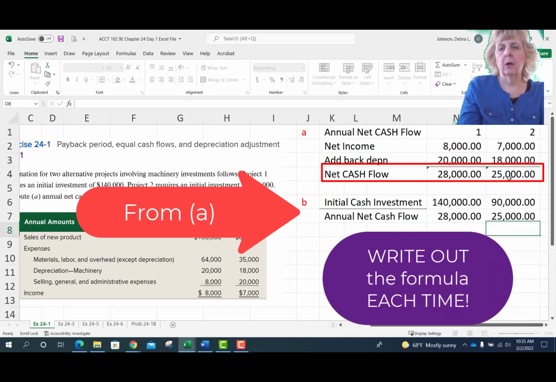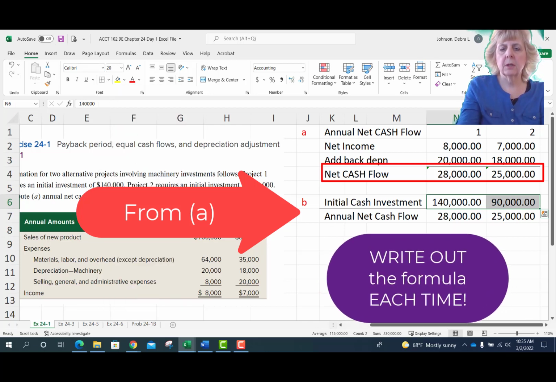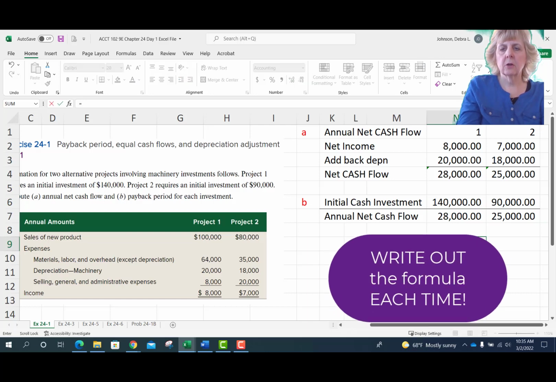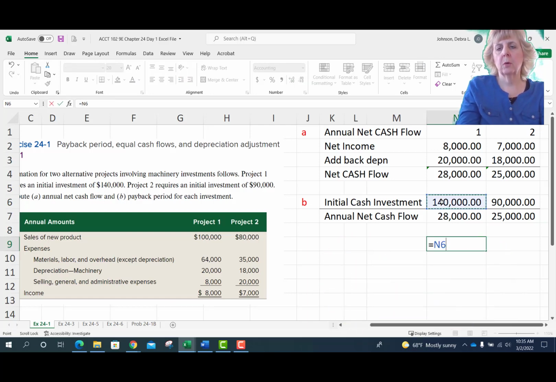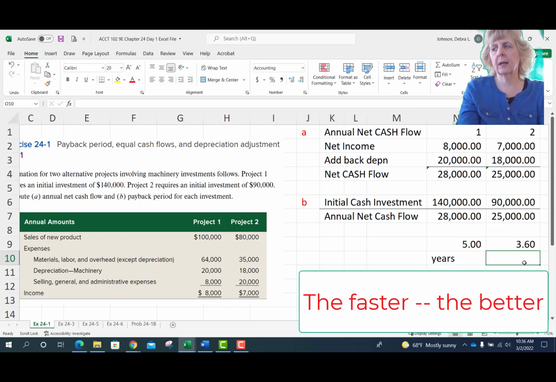And when I get my calculator out, in this case, Excel is going to be my calculator, and I do that series of divisions, I'm going to get an answer. And remember what your answer is showing. This is a cash payback. So that is a time period. In this case, it's going to be the number of years. So 5 years on the first one, 3.6 years on the second one.